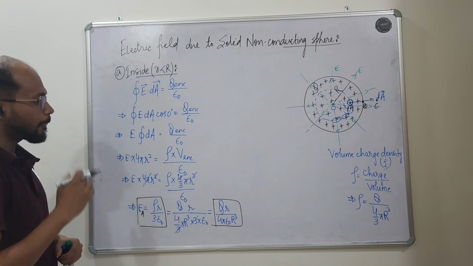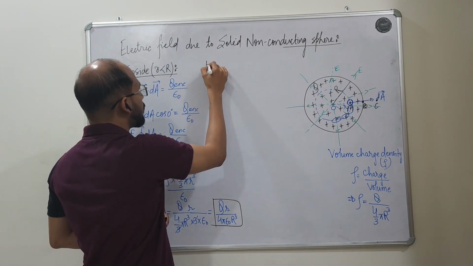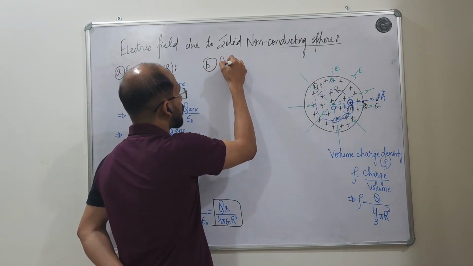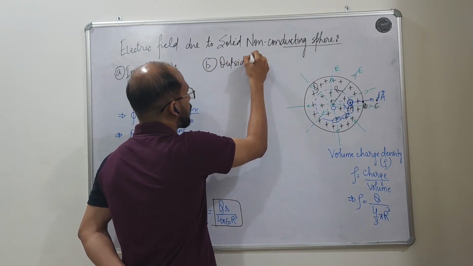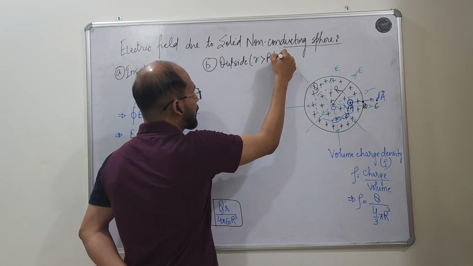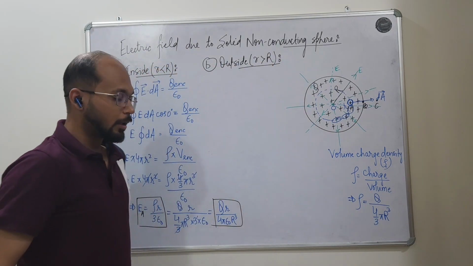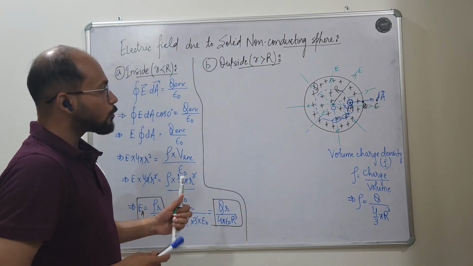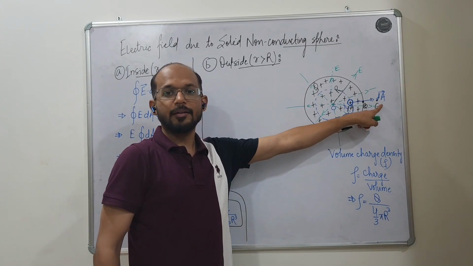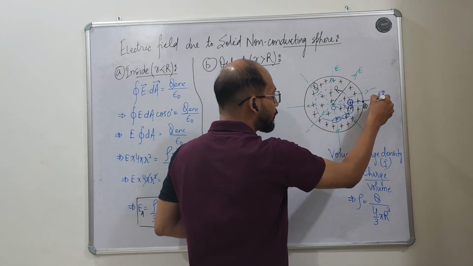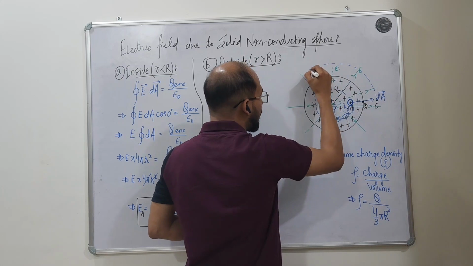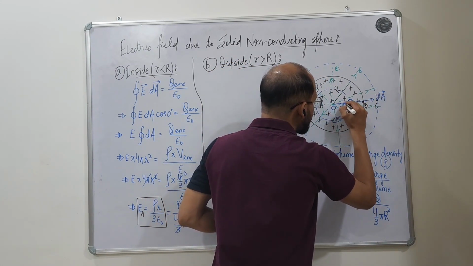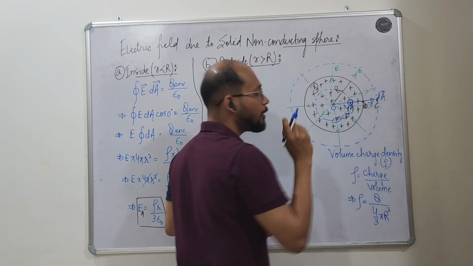Now we have to find the electric field outside the sphere, that is at point C. Outside means r greater than capital R, radius of sphere. Now again, to find the electric field at point C outside the sphere, we will choose a Gaussian surface which will pass through point C and which will be at a distance r from the center. In this case, this will be capital R, small r.